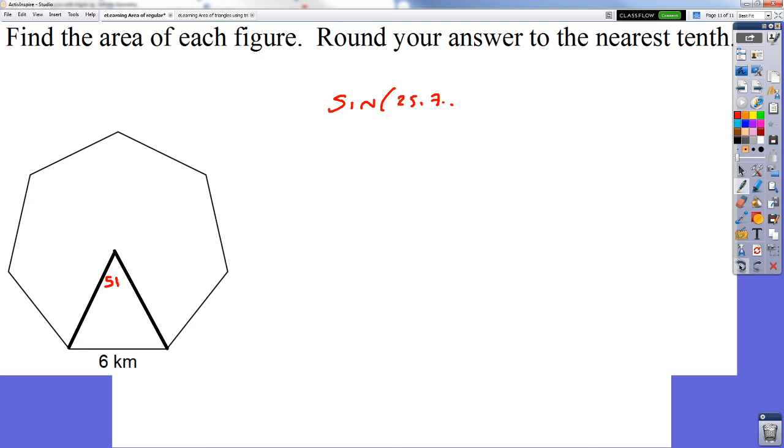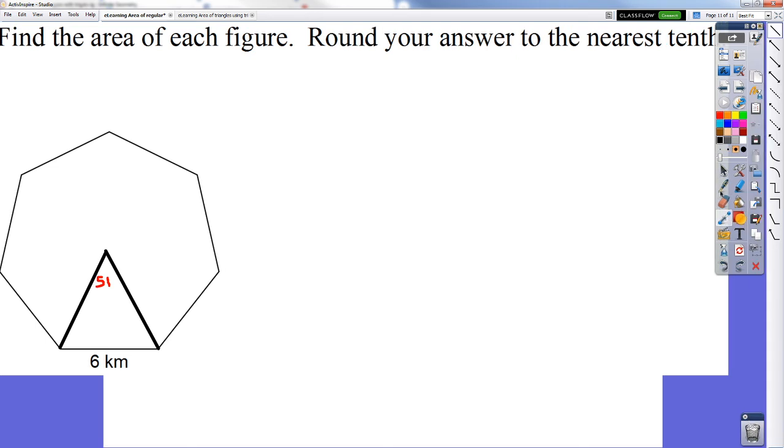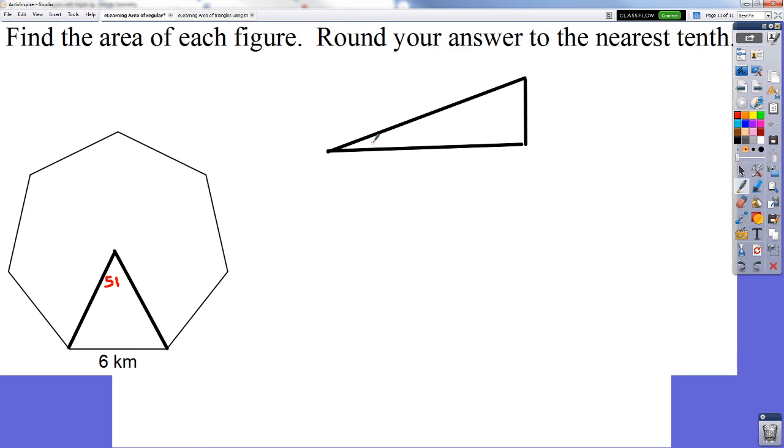This is why it's important to write things out. See, I'm already trying to be fancy and not write it out, and I am making mistakes. So learn from my mistakes, write things out, draw them out, make a picture. It does help, I promise you. 25.7 something. This side is 3. This is what we're looking for.